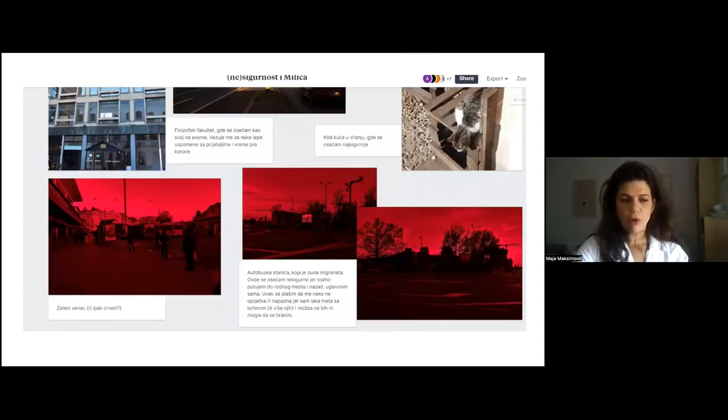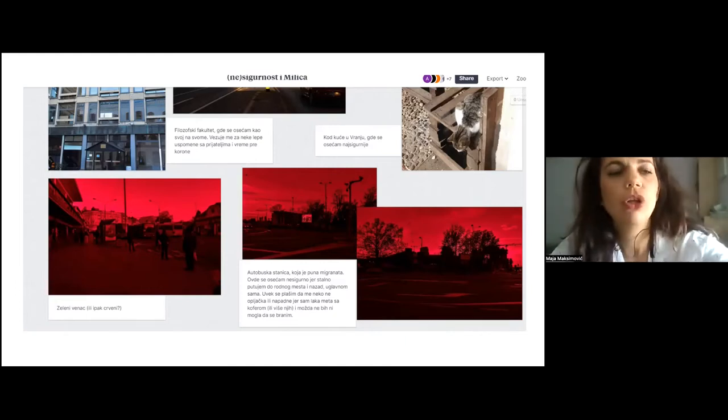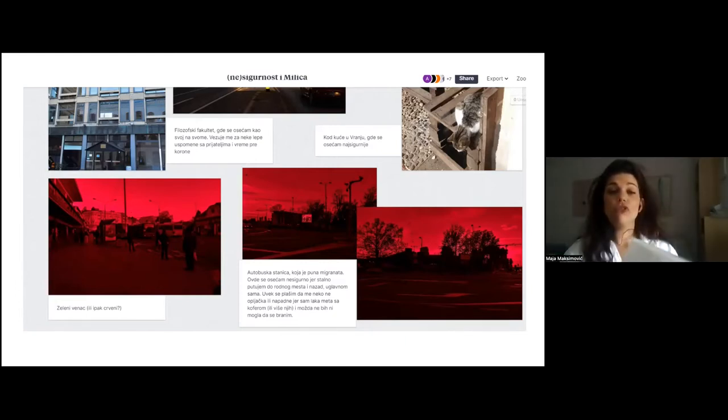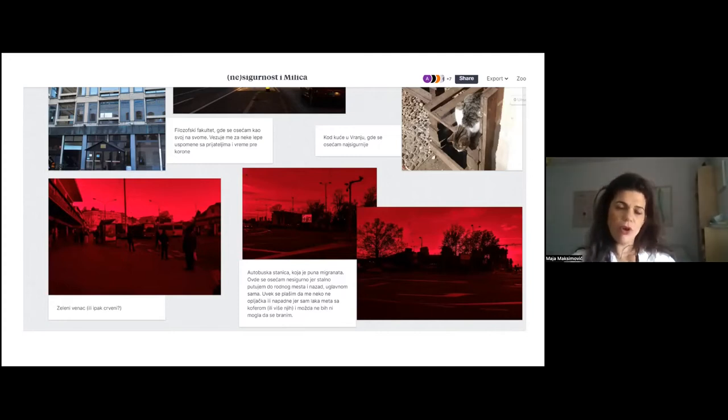What emerged from all these walks is the topic of safety in the city, as the students started to notice that they do not feel safe. It was mainly the female group. So the question of safety emerged as a very important one. So they walked around the city and made these photos and notes. One of the students created these red photos, and these are the spaces where she does not feel safe.